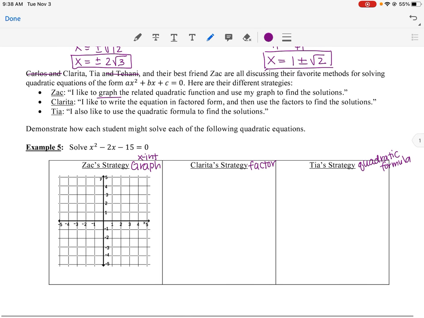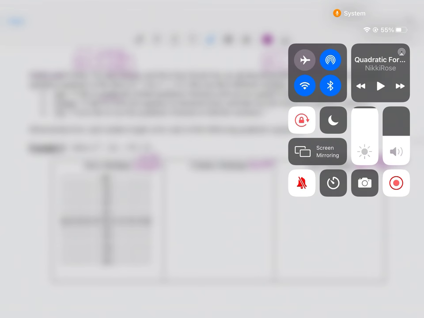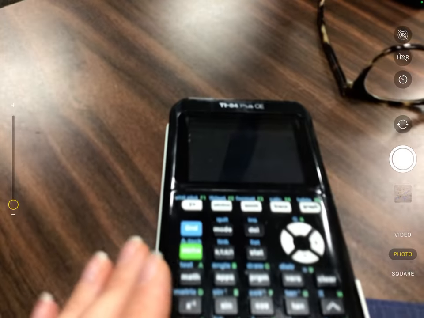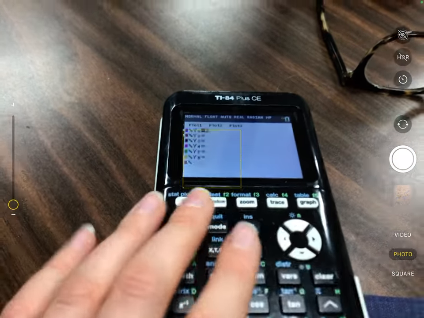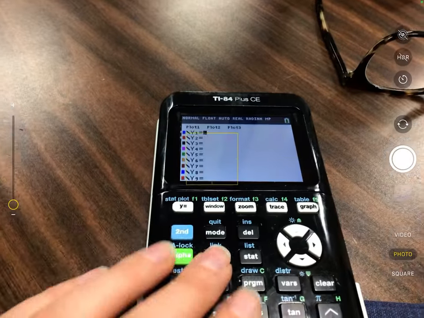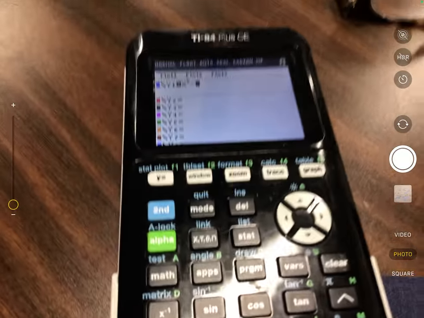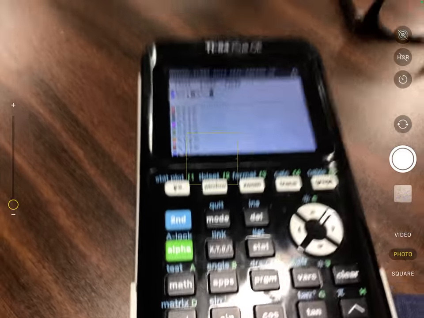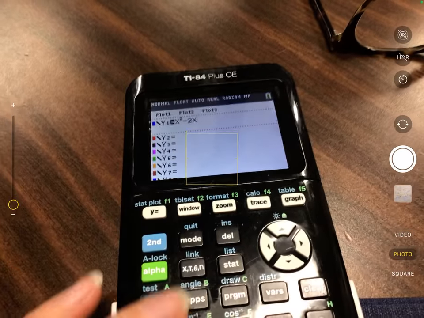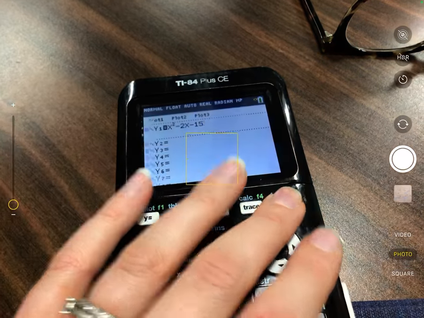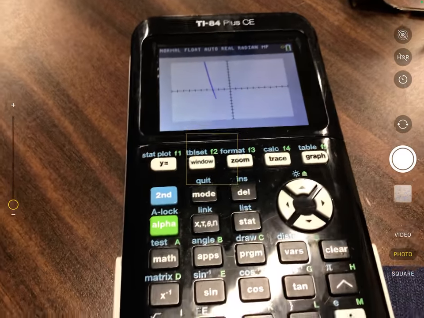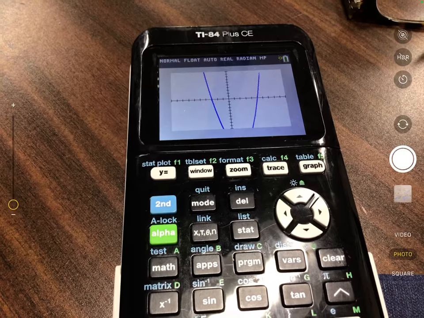Okay, so this first one, we have x squared minus 2x minus 15. So since Zach likes to graph, I'm going to switch to my camera real quick, and we're going to graph it. So we've got y equals x squared minus, I forgot the equation, sorry, 2x minus 15. I'm just going to look at the graph because I think that will be enough to see where it crosses the x-axis.